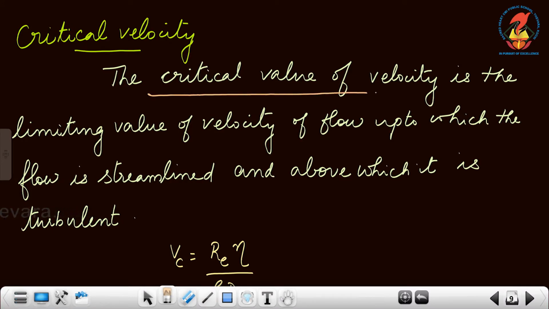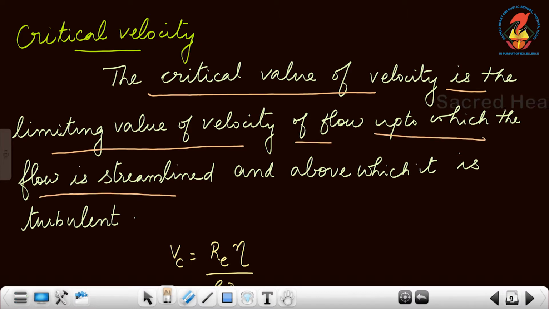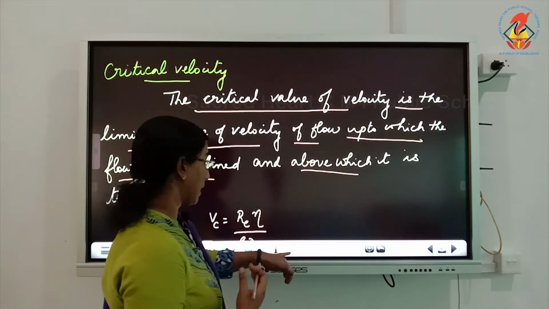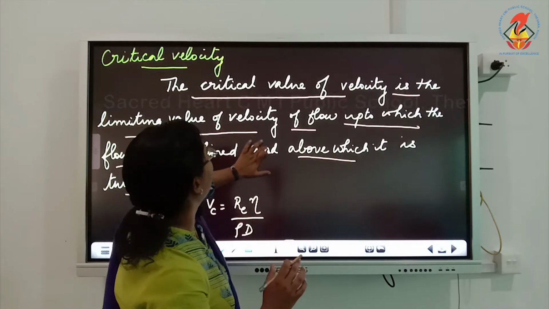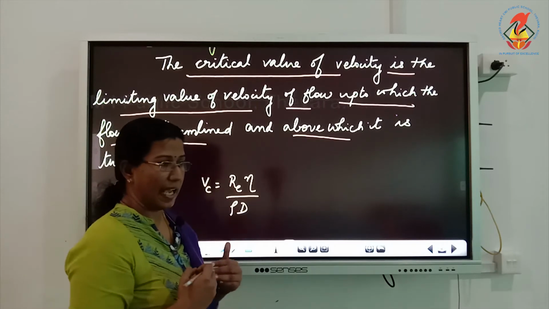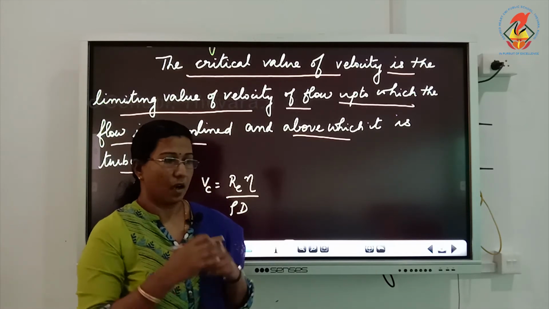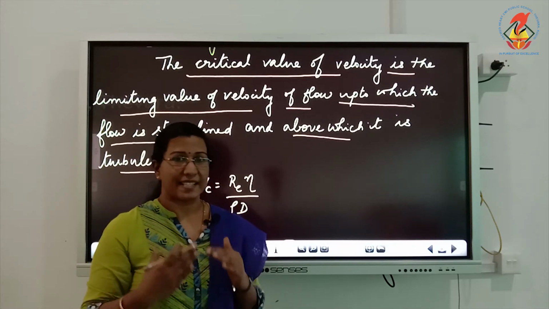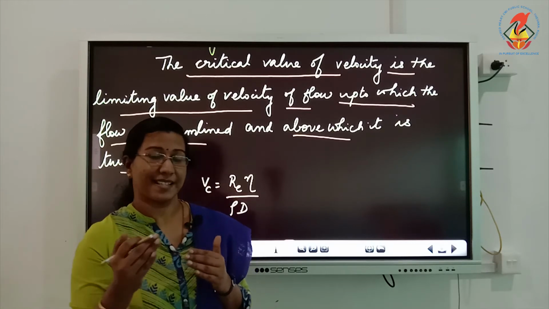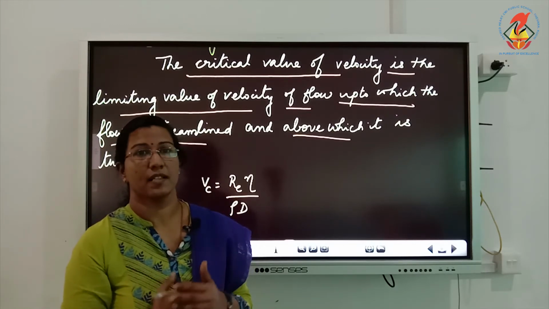Now, critical velocity. The critical value of velocity is the limiting value of velocity of flow up to which the flow of fluid is streamlined and above which the flow is said to be turbulent. It depends upon the fluid, the density, and the diameter of the pipe or the tube through which the fluid is flowing. If the velocity exceeds the critical velocity, then the flow is known as turbulent, or if the velocity is less than the critical velocity, then the flow is known as streamlined flow.